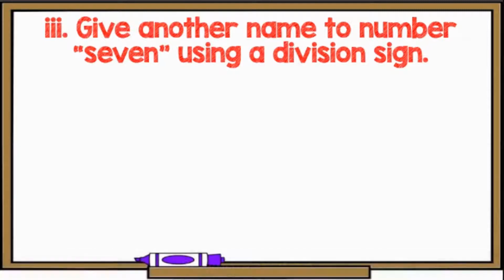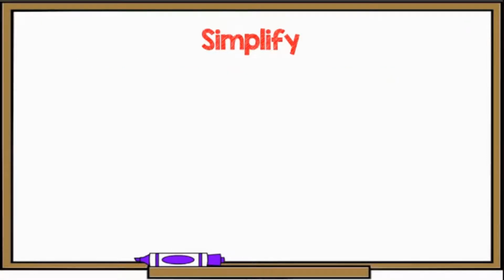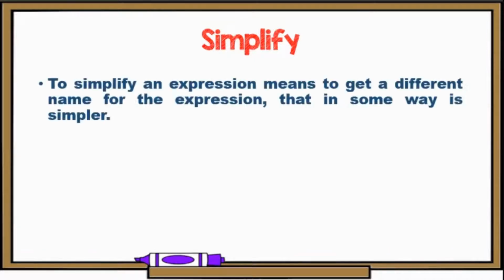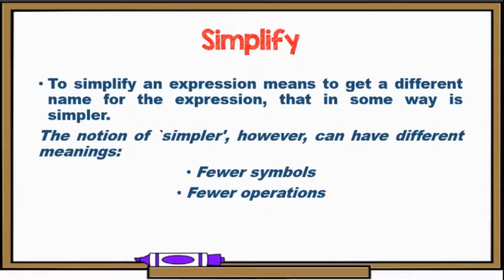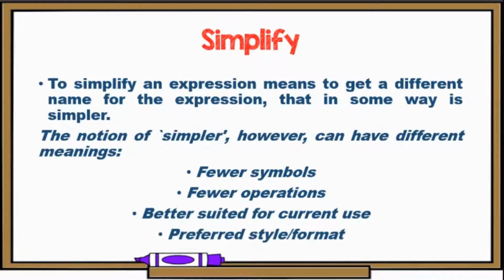Since our numbers have many names in math, how are we going to decide on the most appropriate name? That is where the process of simplifying expressions or simplifying mathematical sentences comes in. To simplify an expression means to get a different name for the expression that in some way is simpler. Take note, the notion of simpler, however, can have different meanings. These are the possible definitions. Simple means fewer symbols. It can also mean fewer operations, better suited for current use, and preferred style or format.